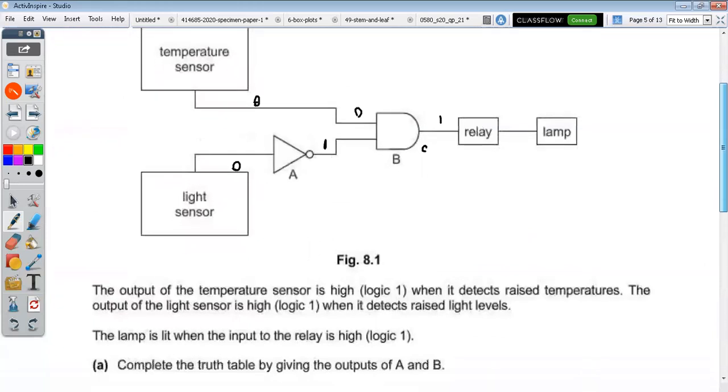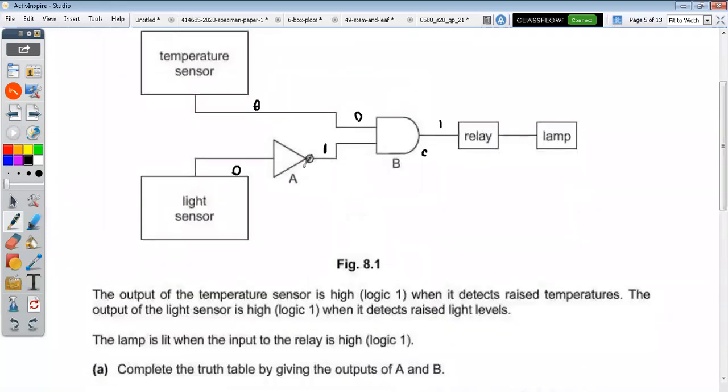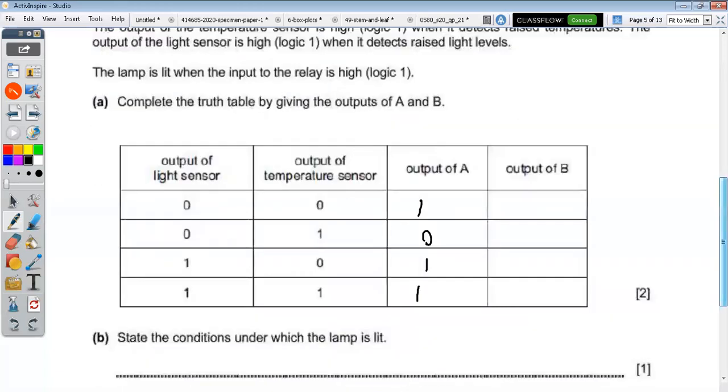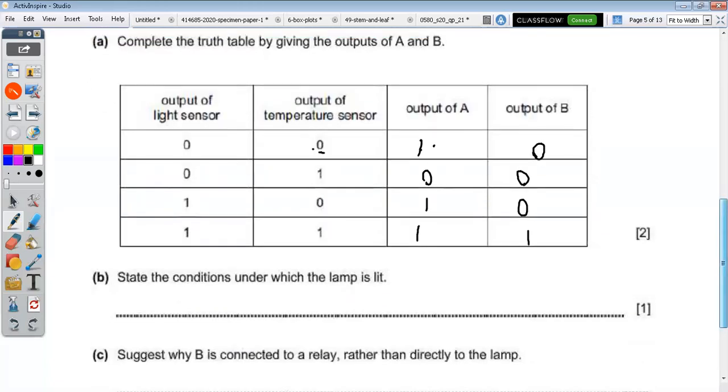Now the output of B: we are ANDing the output coming from A with the temperature sensor, because B is this one and this is an AND gate. So temperature sensor 0 and that is 0, so 0, 0, 0, 0, 1. This is an AND gate. That makes sense.